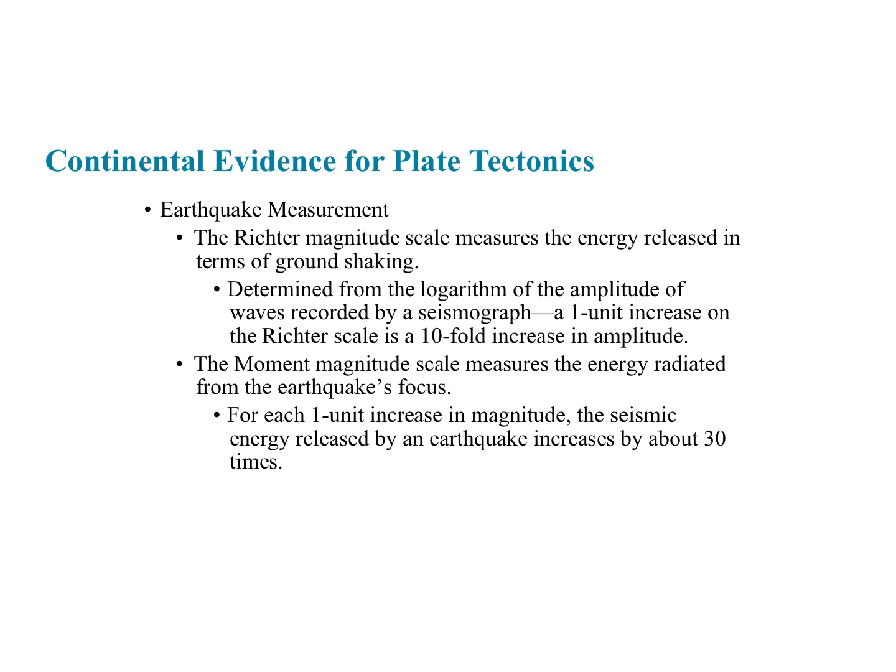And so if you go from 5 to 6 magnitude, that's a 10-fold increase. If you go 6 to 7, again, you're going up by 1, and so that means you have a 10-fold increase. Now, there's another scale called the moment magnitude scale, and that measures the energy radiated from the earthquake's focus, where the earthquake occurs. And for each 1 unit increase in magnitude, the seismic energy released by an earthquake increases by 30 times. So these scales are ways of dealing with very large variations in magnitudes of vibrations.